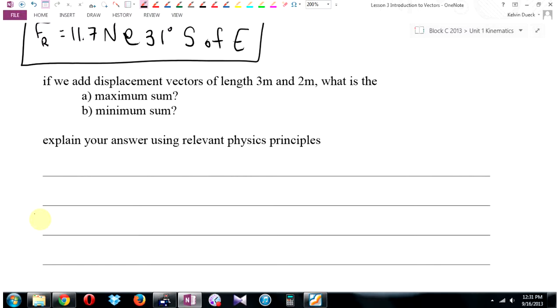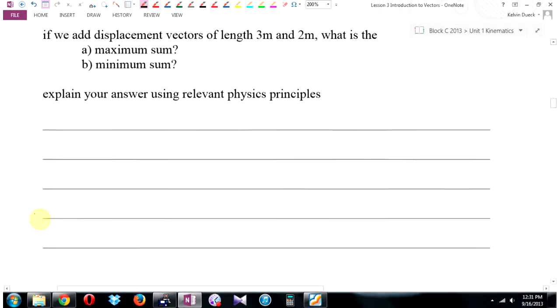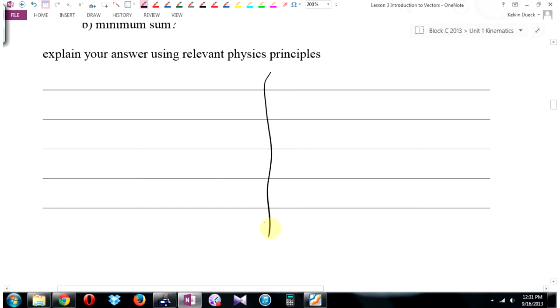If you had displacement vectors of 3 meters and 2 meters, what's the maximum sum? What's the minimum sum? How many things are they asking us to find, Cliff? Say 2. Then let's cleverly go like this: max, min. There, I'm organized now. What do you think here?